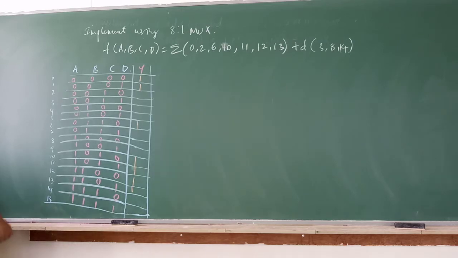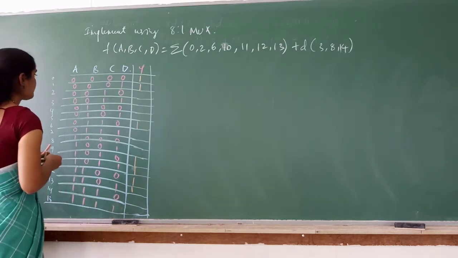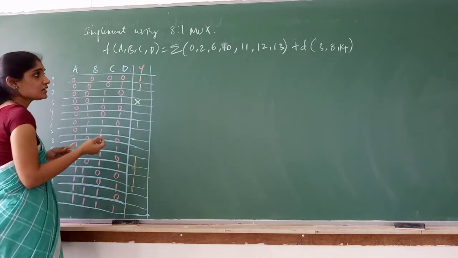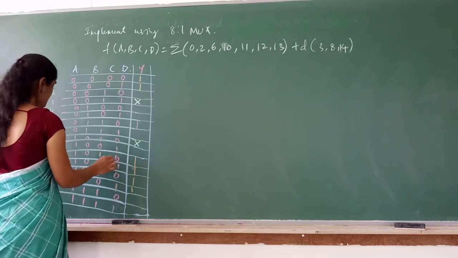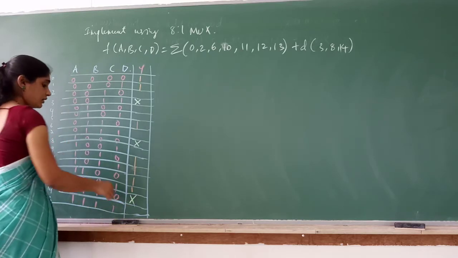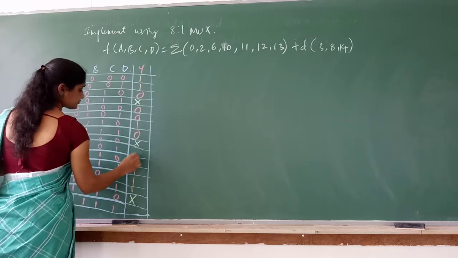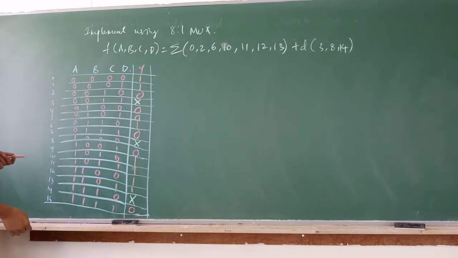And don't care terms are, which are the don't care terms we have? 3, 8, 14. 3 is a don't care term. Let me write X, or you can even write D. Okay, 3, 8, 14. These are don't care. Remaining are 0. Okay. So mean terms, don't care terms, and for the remaining combinations, the output will be taking 0.